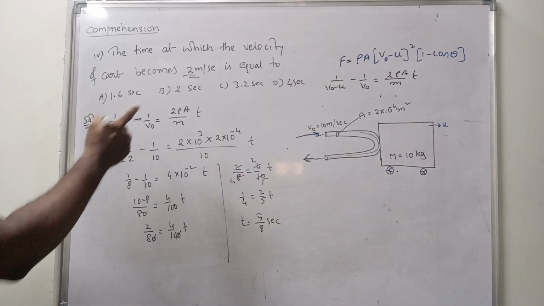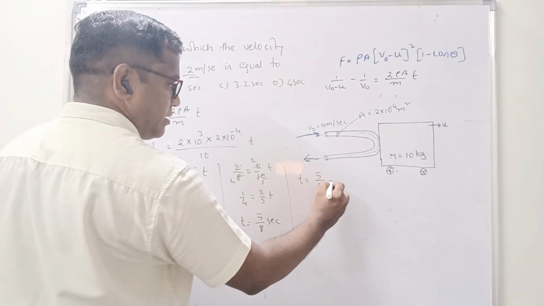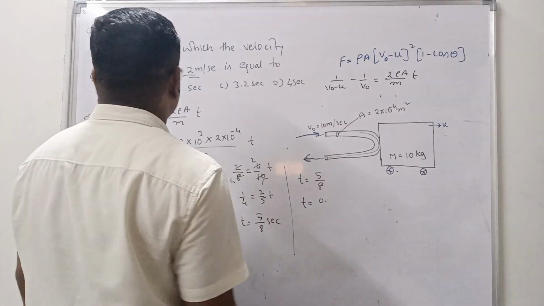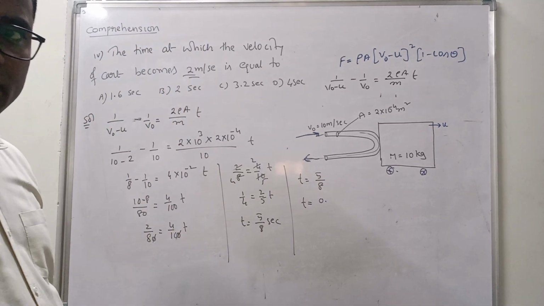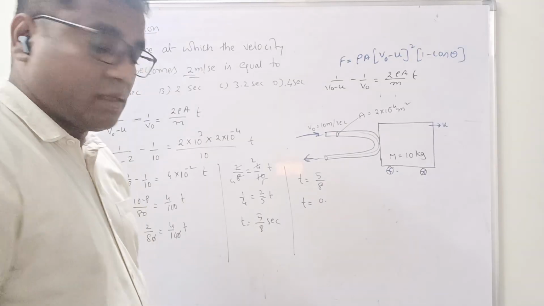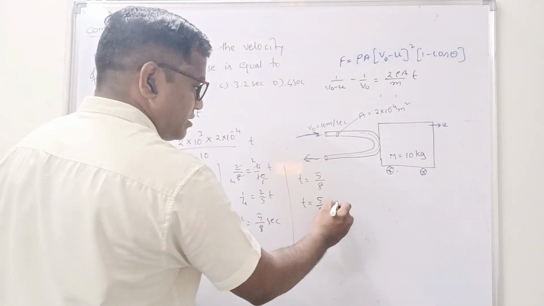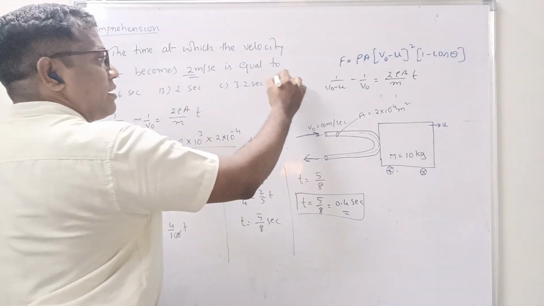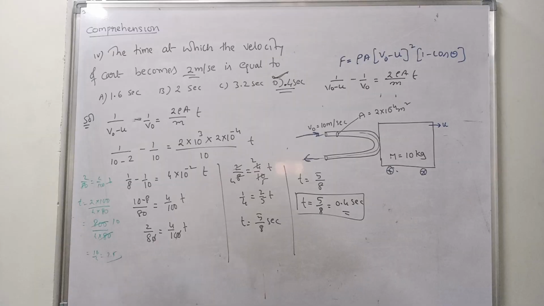But the answers are given in decimal values, so we will see here. t is equal to 5 by 8. 5 upon 8 can be written as 0.6 seconds... I think option D will be the correct one. 0.4 seconds it is. Option D is correct. So please make a note. We will go with the last numerical based on this topic.